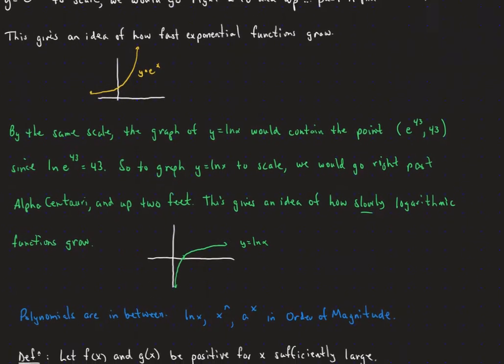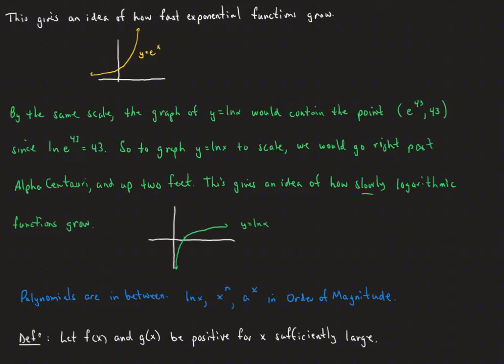Now, by the same token, if that's how fast an exponential grows, then y equals natural log x, remember, is the inverse function of e to the x. So that means that if the point (43, e to the 43rd) is on the exponential, then if we switch that around and make the x-coordinate e to the 43rd and the y-coordinate 43, that'll be a point on our logarithm graph. So that means we're going to go up a little, about 2 feet, and then right all the way past Alpha Centauri. So that gives you an idea of how slowly a logarithmic function grows.